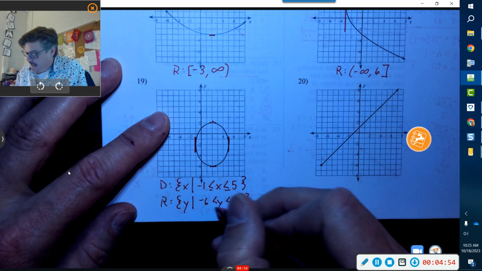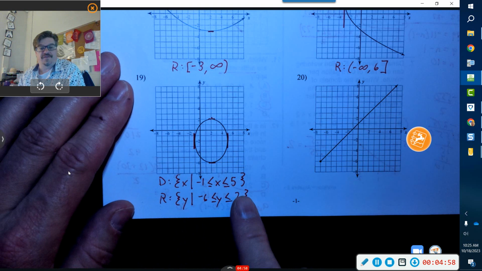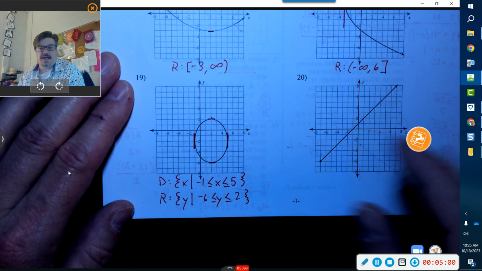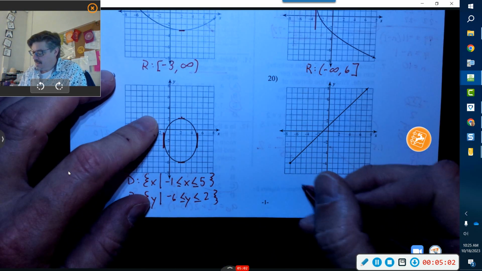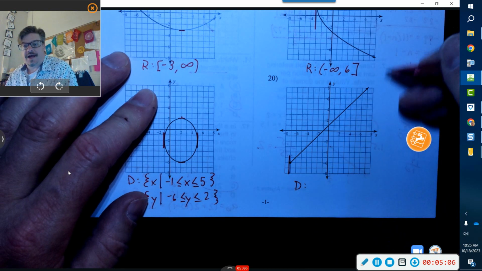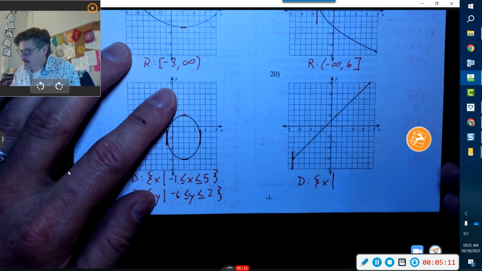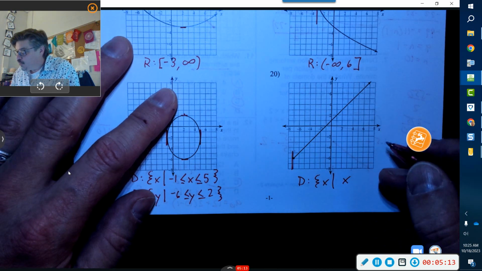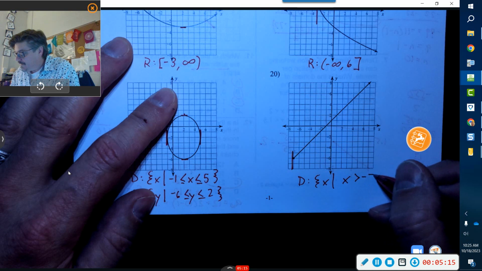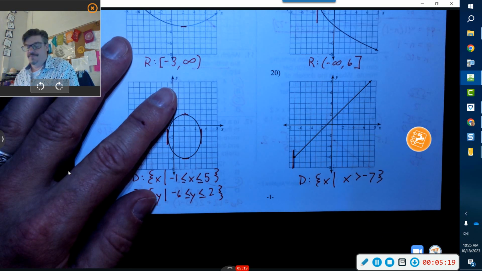Okay, and again, I can touch both of those. Okay, so this is perfect domain and range for this guy. Alright, domain here. The domain is from here all the way to positive infinity. So we have x such that x is going to be greater than negative 7. Okay, greater than negative 7.